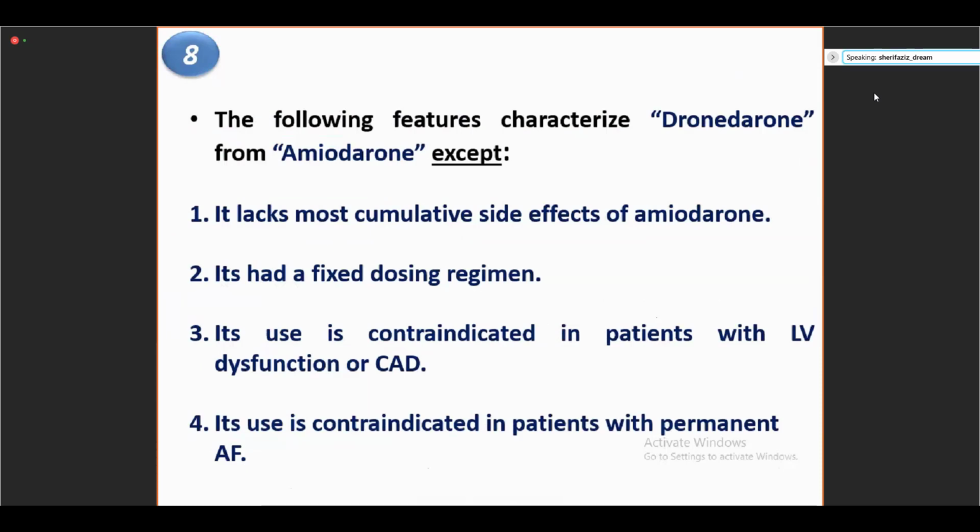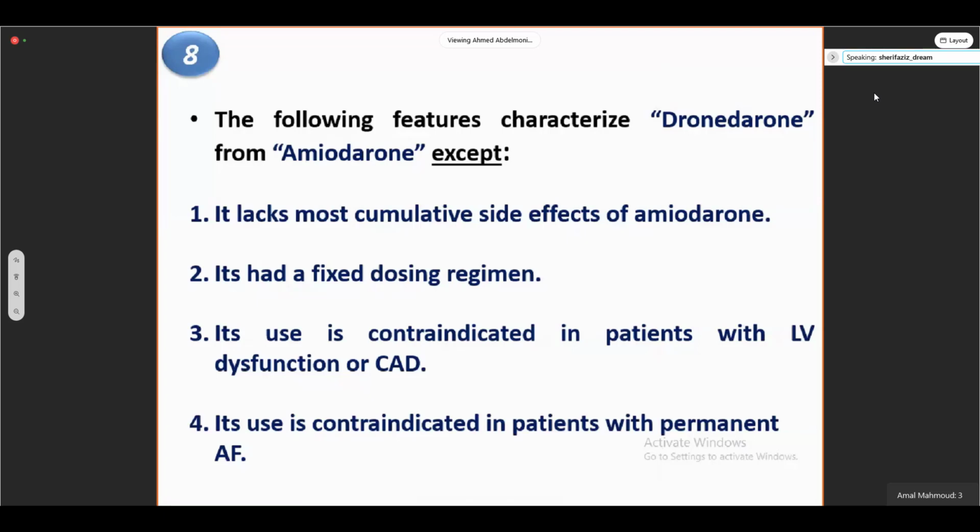This question is an interesting question. All the following features characterize dronedarone from amiodarone. They are the same family, class 3 antiarrhythmics, which block the potassium channels, except it lacks most cumulative side effects of amiodarone. It has a fixed dose regimen. Its use is contraindicated in patients with LV dysfunction. Its use is contraindicated in patients with permanent AF. So we are looking for the false choice.